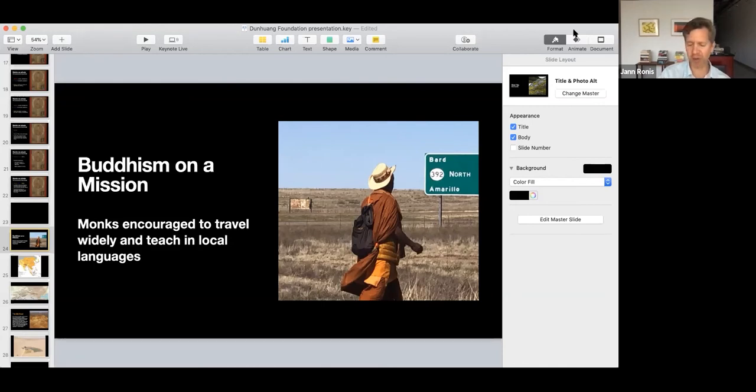And again, I'm using that term mission and missionary. I don't mean for there to be any theological baggage tied up with that, but still, it is a religion that believes that other people can adopt it, and that actually wants to spread the religion far and wide. So Buddhism was very successful at that. In the early texts, the monks are encouraged to travel widely and to teach in the local languages.